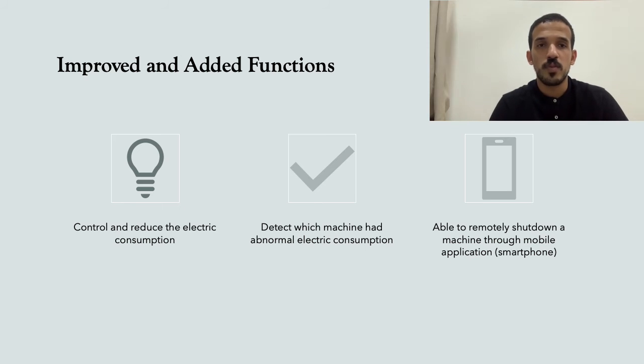And now to the improved and added functions. The first one is to control and reduce the electric consumption. The second one is to detect which machine has abnormal electric consumption. And lastly is the ability to remotely shut down a machine through a mobile application, smartphones. And there are a few other features that could ease the use of the smart meter for the user, as we are going to see in figure number 1.